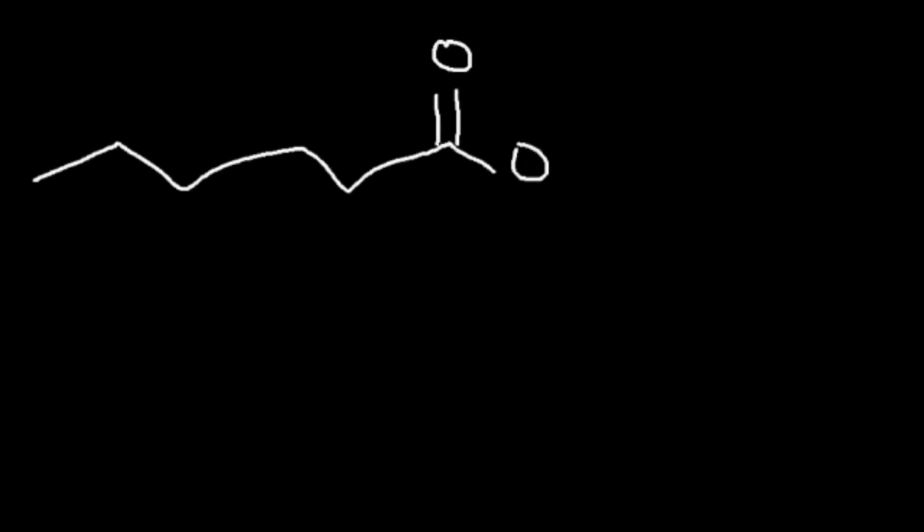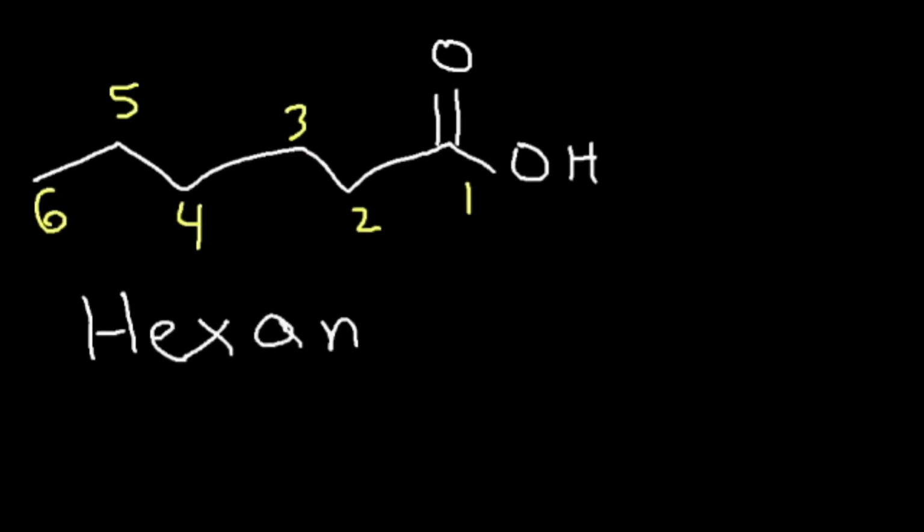So here we have a 6-carbon carboxylic acid. So the first thing you want to do is you want to count the longest chain. So we have a total of 6 carbons. 6 carbons is associated with the name hexane, but instead of calling it hexane, it's going to be called hexanoic acid.